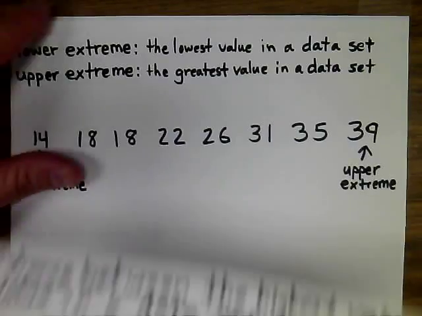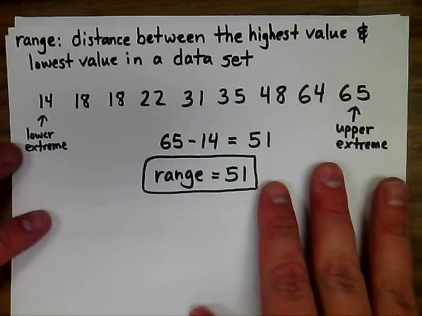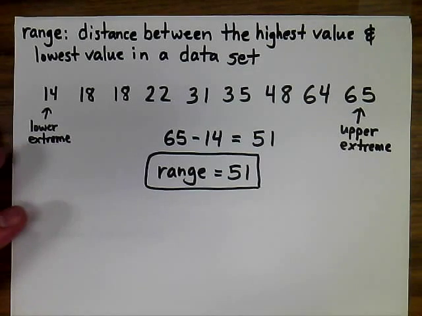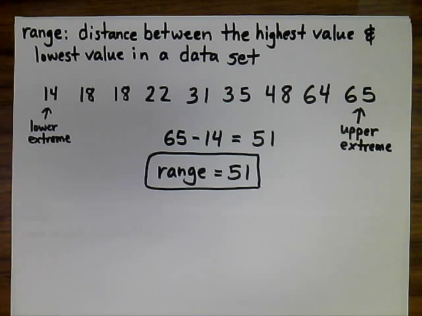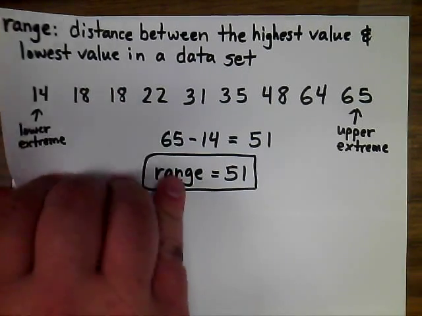This is necessary when you go to find the range. Now, the range is the distance or the difference between the highest value and the lowest value in a data set. So you could say the upper extreme minus the lower extreme will equal your range. In this situation, by subtracting 65, the upper extreme, and 14, the lower extreme, you find the range is 51. I sometimes refer to the range as like a driving range or a shooting range, where the distance from where the target is to where you are is measured, and that's how you identify what the range is in a data set, by subtracting the lowest from the highest.